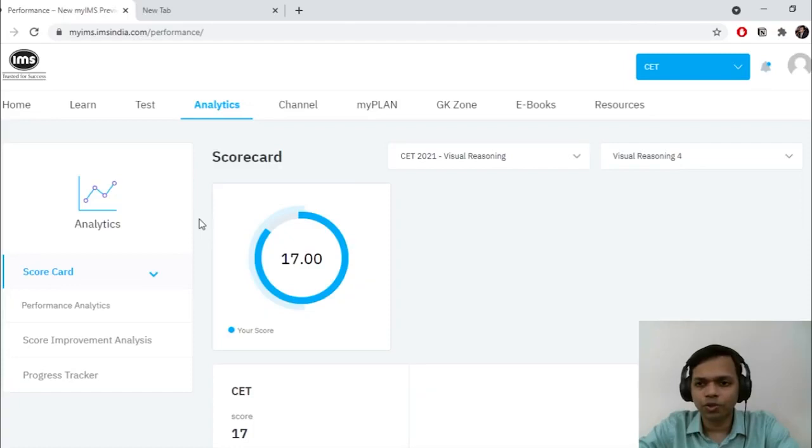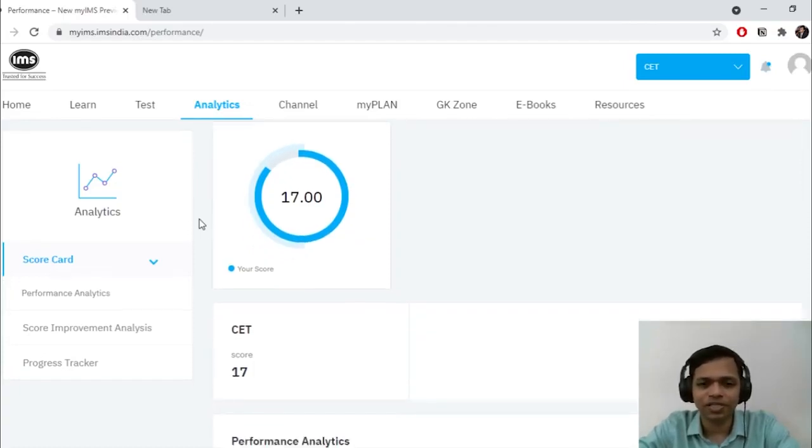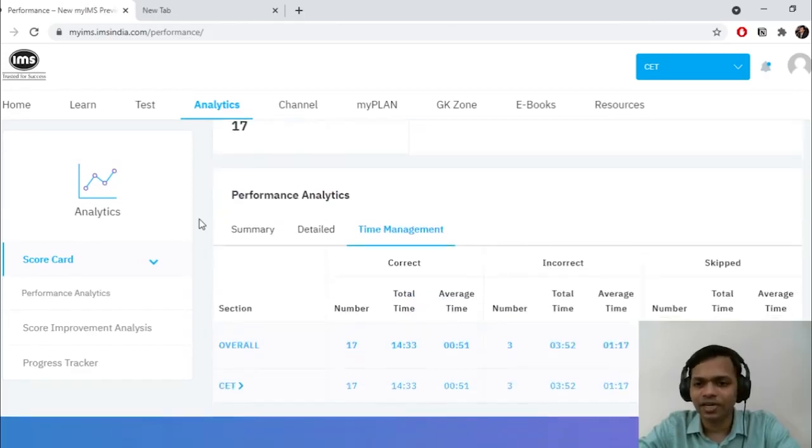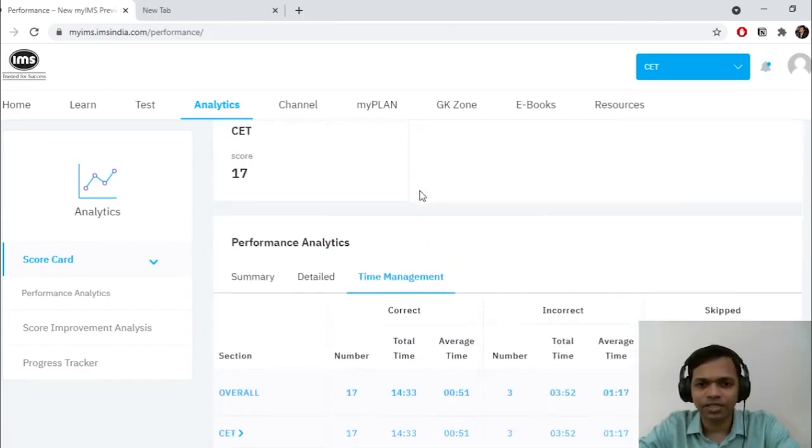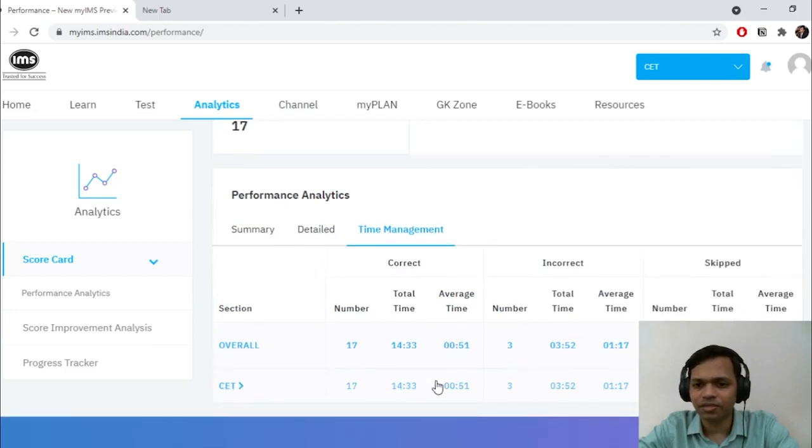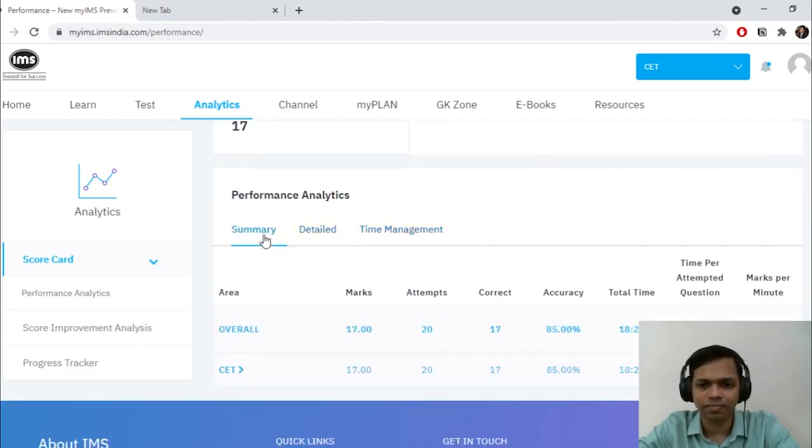Okay, so the score shows 17. Of course, not my best attempt. I think I should have maybe got somewhere around 18 or 19 in this. The accuracy is, of course, 85%, and I'll of course go through these questions later to see what kind of mistakes I have made, right?